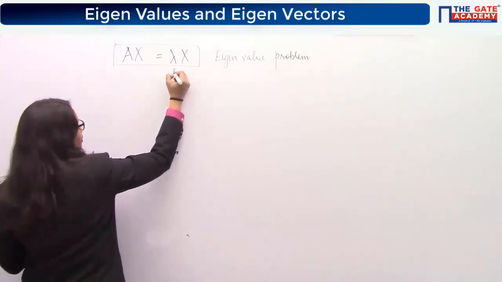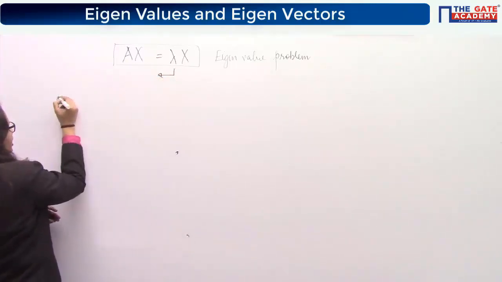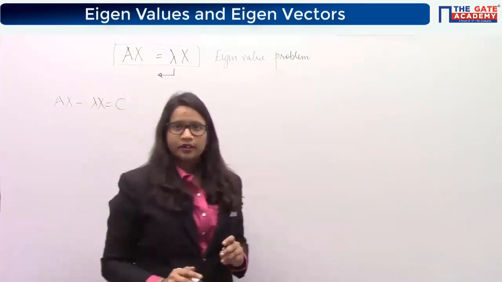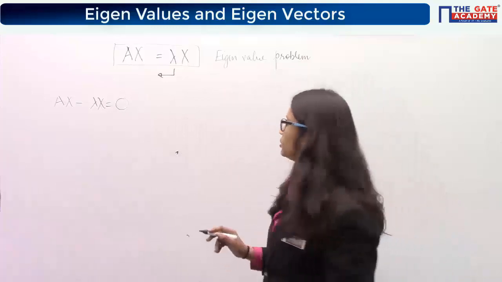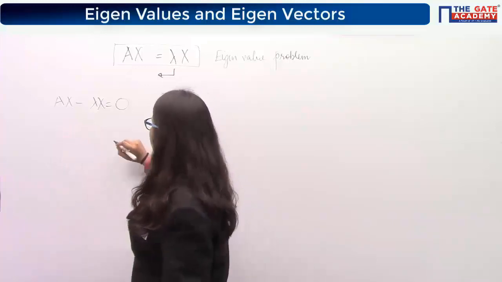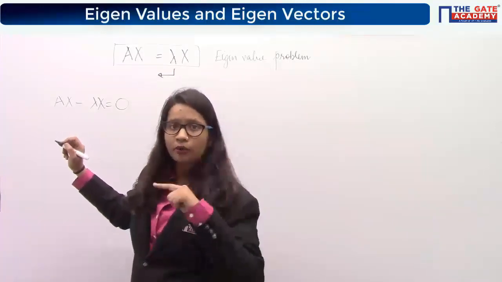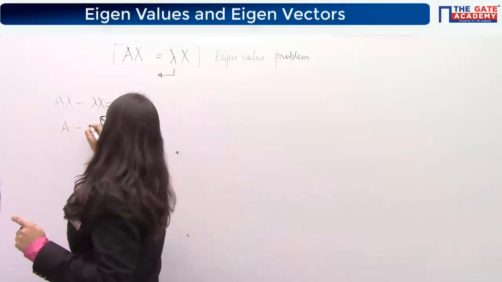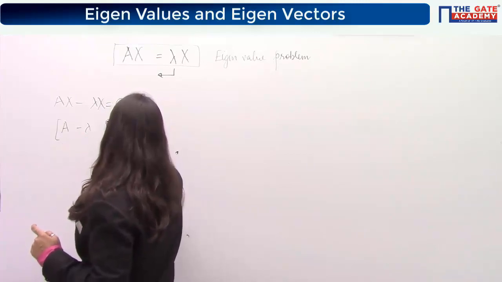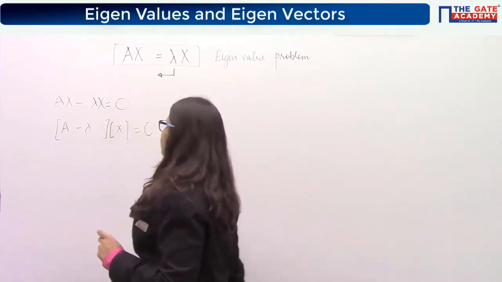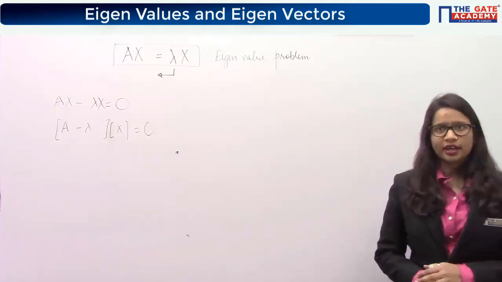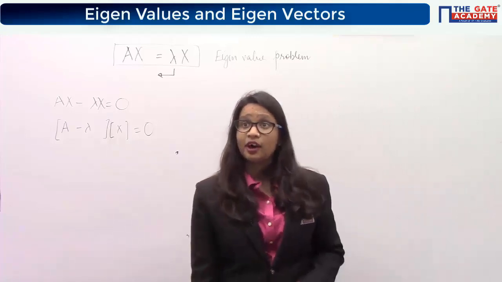Now I can take this lambda x term to the left-hand side and write it like this, equal to the null matrix, not 0, because it is a matrix equation. Now can you take this x out as common from these two terms? Yes, we can. So I have taken x as common. Now tell me, have I written it correctly or is there some mistake in this equation? In the last equation, is there any mistake or is it correct? Reply. Let me see how many of you are sleeping.